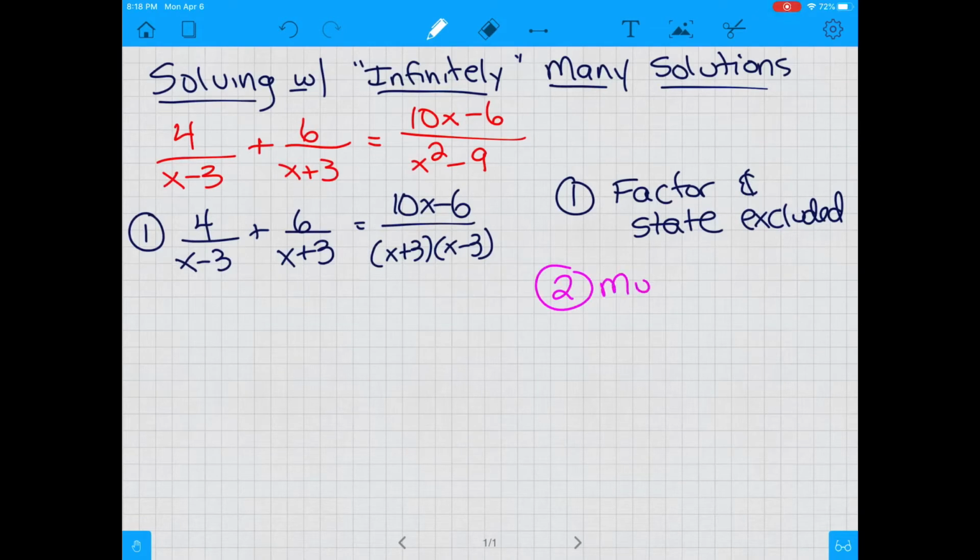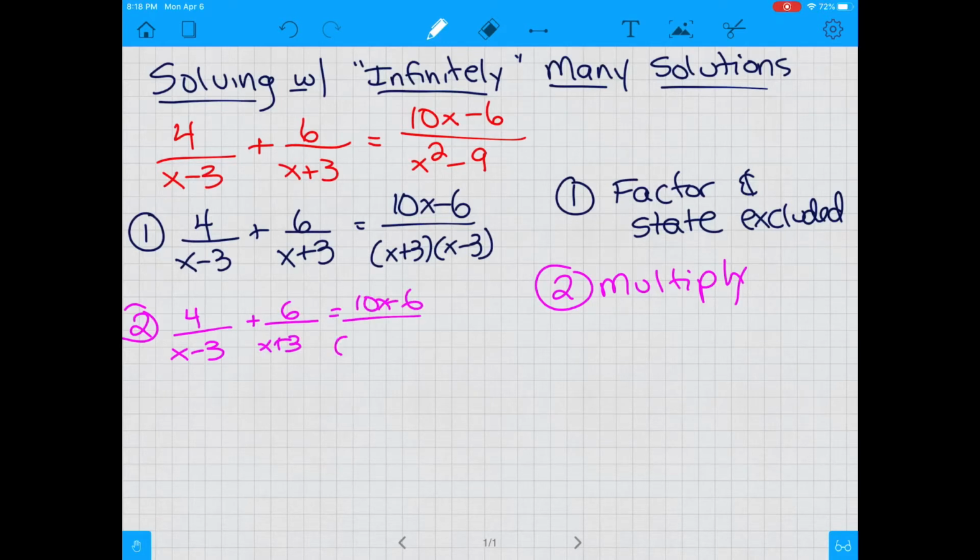Step 2 is multiply. Again, I'm going to recopy this so we have a nice, neat thing to work with. x plus 3, x minus 3. Now, obviously, here I can multiply by just that denominator. Hope I don't run out of room. All right, we fit it. The only unique factors are both the ones that make up the right side denominator.